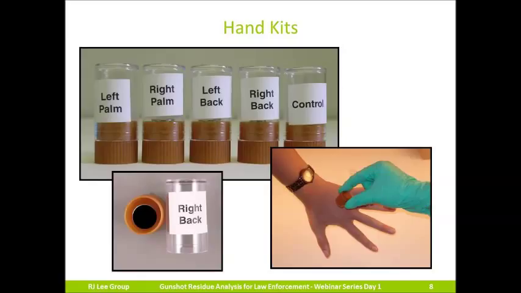Now let's take a closer look at the Gunshot Residue Hand Kit. This particular hand kit contains 5 stubs, so stubs for the back and palm of the right hand and back and palm of the left hand, as well as a control stub. When using the right back or right palm stub, that should correspond to the subject's right hand. The left back or left palm stub should correspond to the subject's left hand. The control stub is a stub that can be utilized however you see fit.